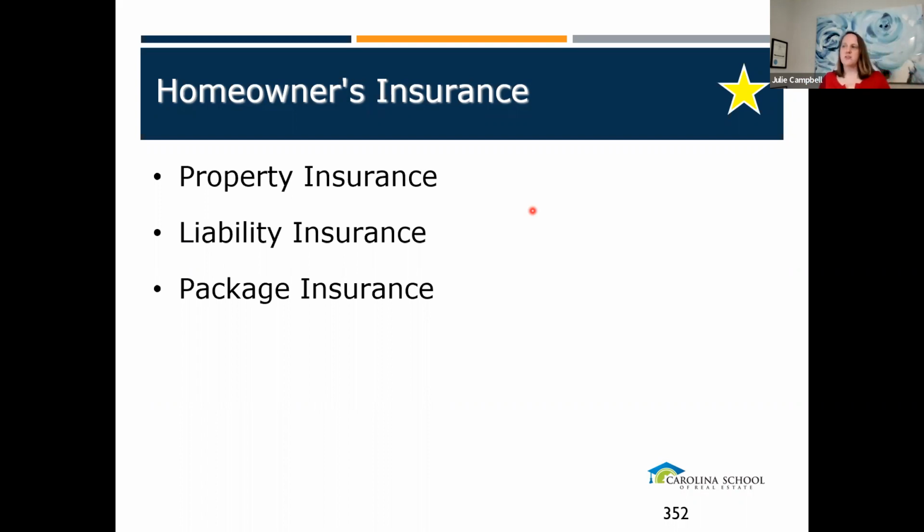Liability insurance protects the insured from losses or damages caused by or to third parties. So when your friends come over, they hurt themselves, they hurt you, liability insurance will cover that. Package insurance just combines property and liability.